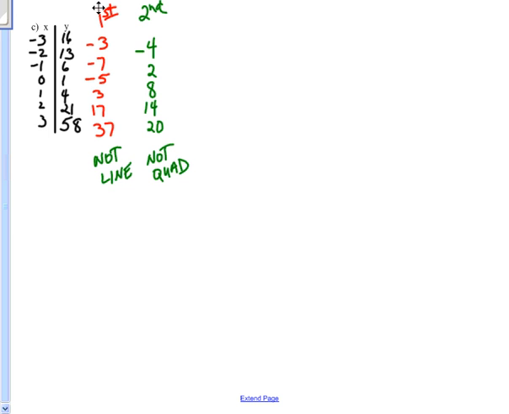Third differences. We're going to look at that, and that. 2 take away -4 is 6. 8 take away 2 is 6. 14 take away 8 is 6. 20 take away 14 is 6. Our third differences are the same. This is a cubic.